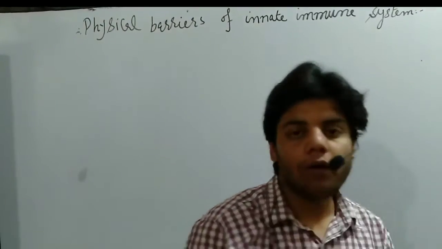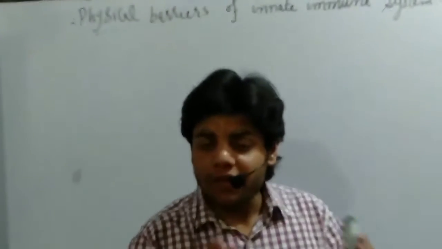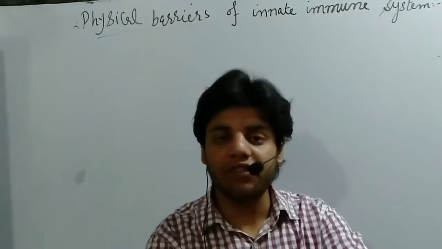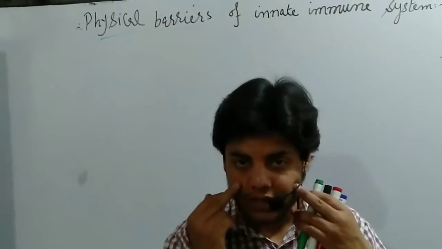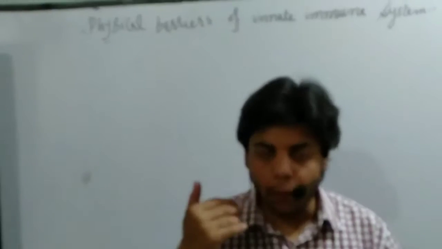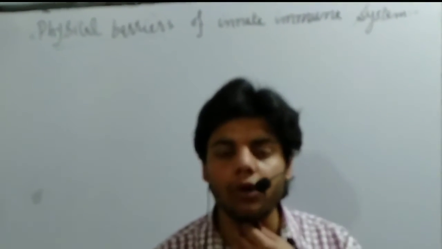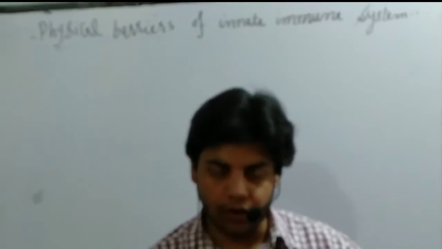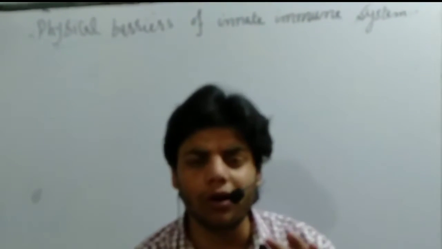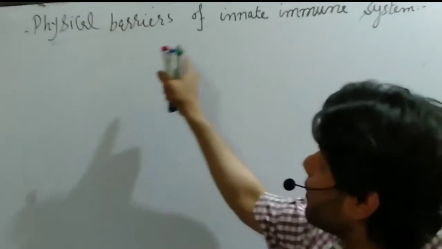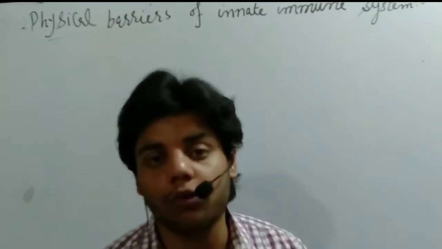So first of all, let me explain the physical barriers. What are physical barriers? Physical barriers means the host defense systems. We have skin, we have mucus, we have tears that come out from the eyes, we have the intestine, we have the respiratory trachea. All these are the physical barriers of the innate immune system.